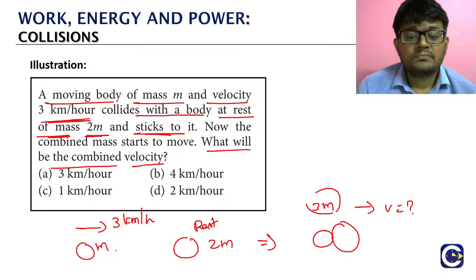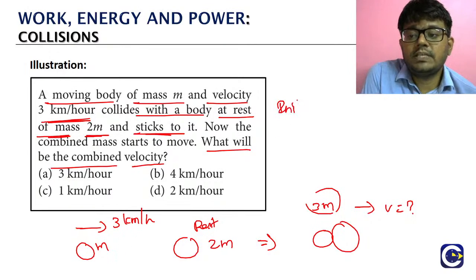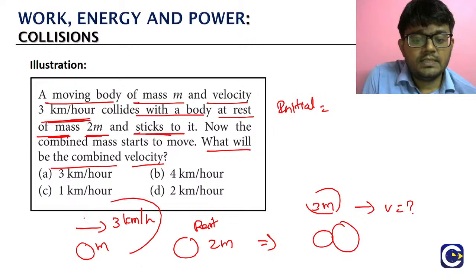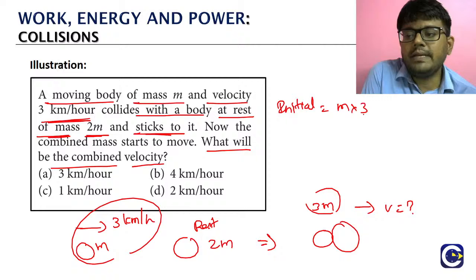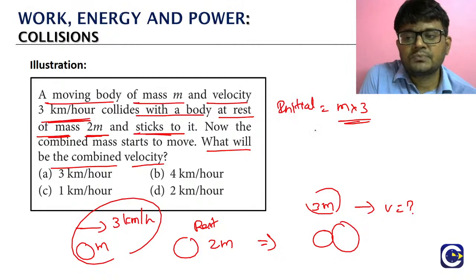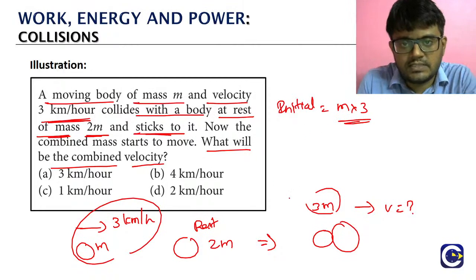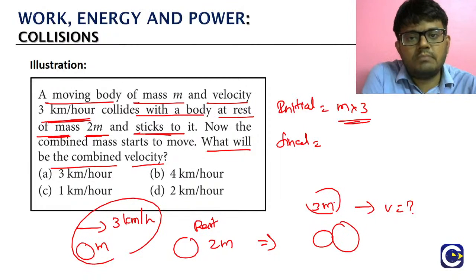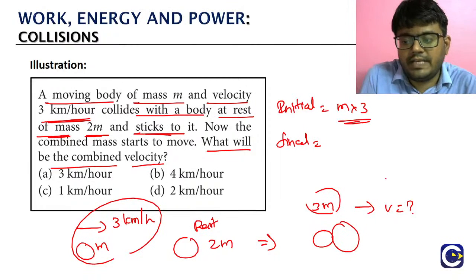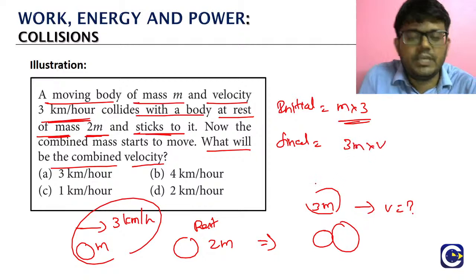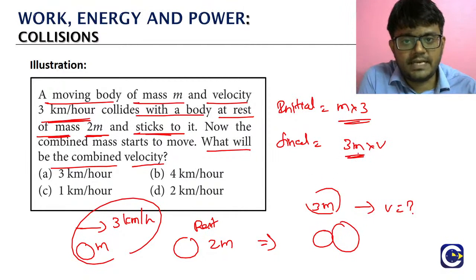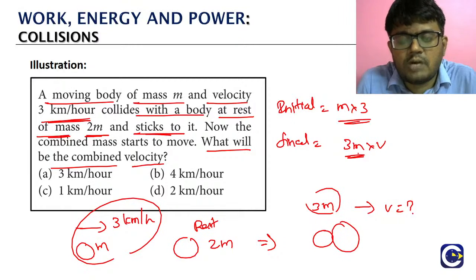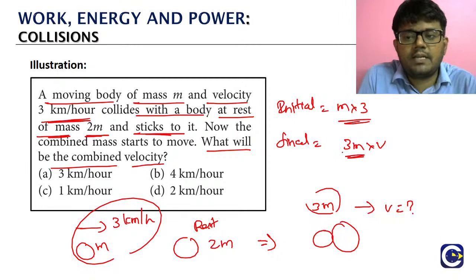Again same thing. Look at the initial momentum. This is moving, but 2m is at rest, means m into 3. That is the initial momentum. Here the velocity value is going to come in terms of kilometer per hour. Final momentum: both m and 2m are moving together with the common velocity v, so it will be 3m into v, because the total mass is now 3m. That is the final momentum.